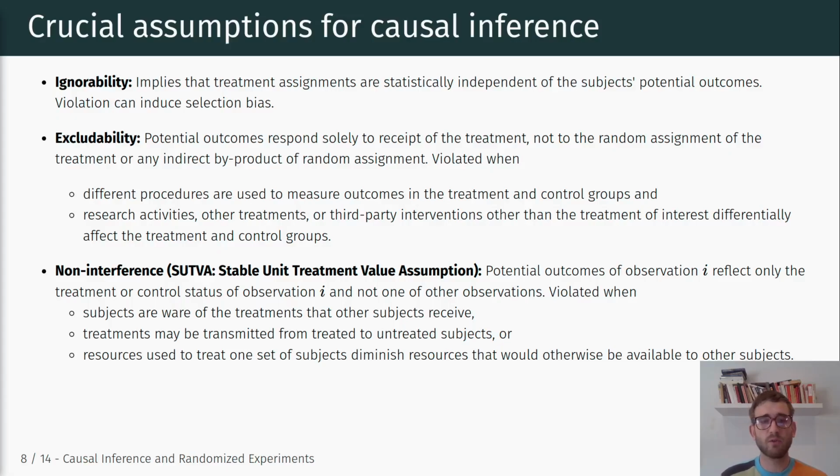Okay, so this could be violated when subjects are aware of the treatments that other subjects receive. The treatments may be transmitted from treated to untreated subjects, or the resources used to treat one set of subjects diminish resources that would otherwise be available to other subjects.